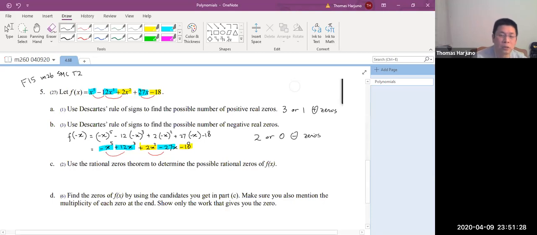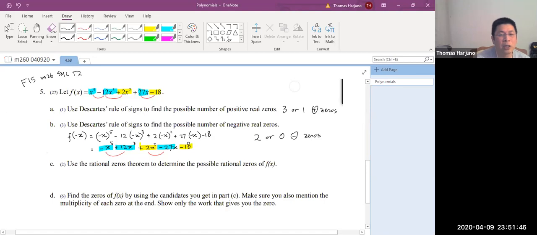Okay, now in other words, later on, if we find, let's say, one negative zero, then we need to look for another one. We cannot stop at one. We need to look for two negative zeros. Okay, now let's go to part C.